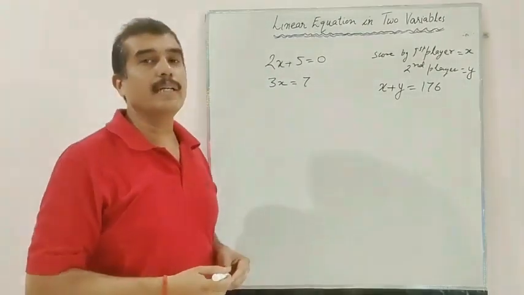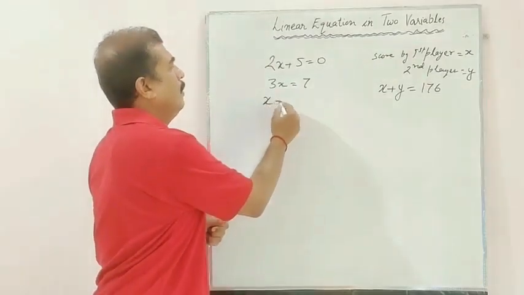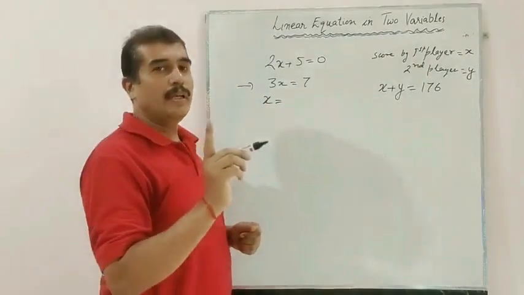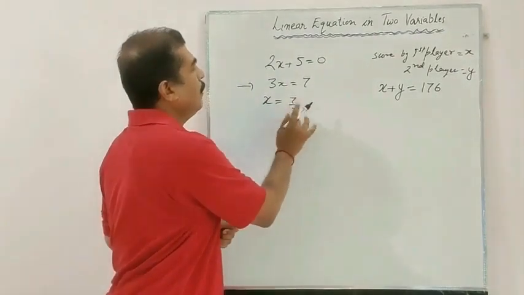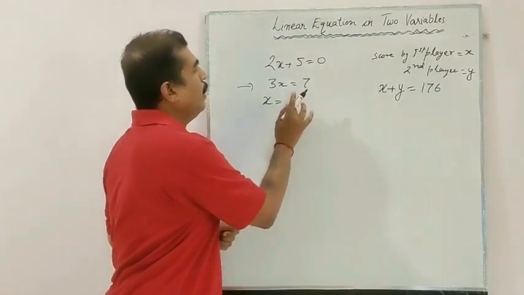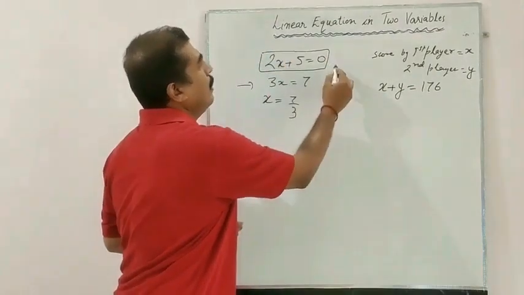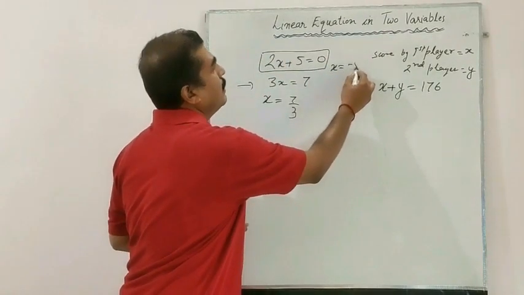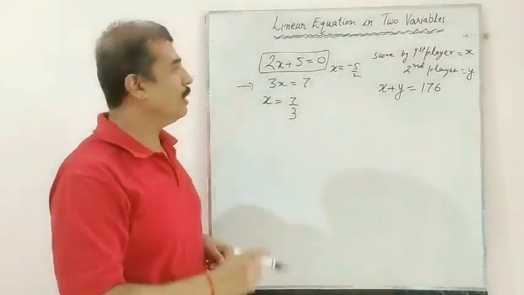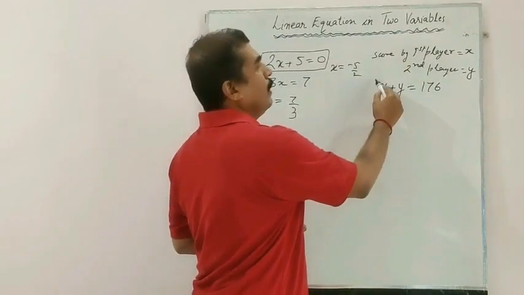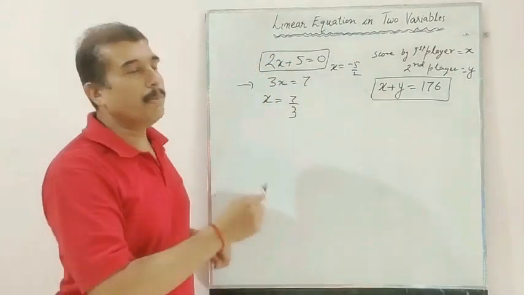When we represent it in one variable, we can see that we have only a single value of x. Here in the second equation, if we solve it, we will find the value of x is 7 by 3, and if we solve the first equation, we will find the value of x as minus 5 by 2. So when there is an equation in one variable, there is only one solution. But if the equation is represented in two variables, it can have n number of solutions.